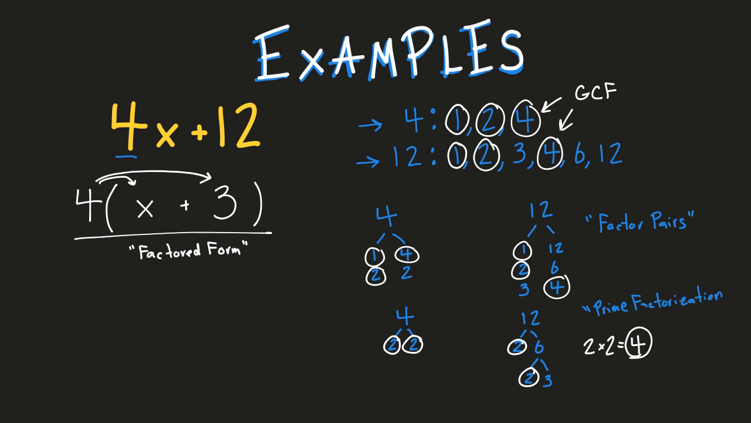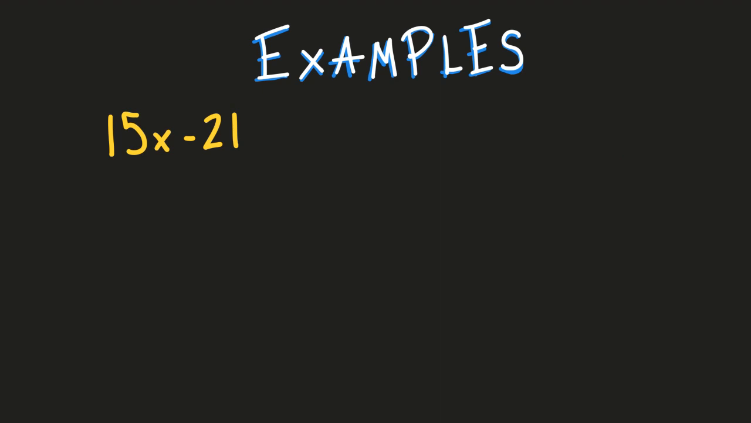Or if you kind of have these numbers and how they break down in your head, I think this top method is the fastest. I think prime factorization is the most guaranteed way to make sure you're catching everything. So let's look at another example. All right, going a little quicker.